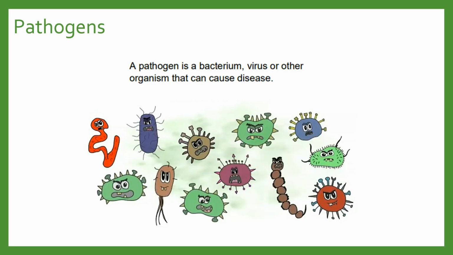So we have an immune system to protect us from the many different types of pathogens that exist. That could be things like a bacteria, it could be a virus, but a pathogen will be any type of organism that can cause a disease. So we need lots of different defences, lots of different ways to protect ourselves from these potentially life threatening pathogens.